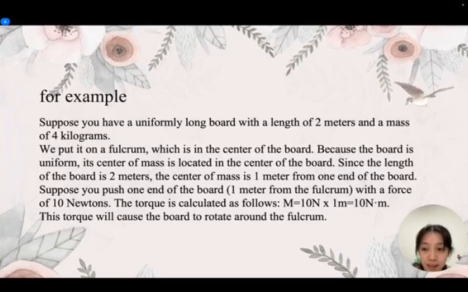Let's look at this example. Suppose you have a uniform long board with a length of 2 meters and a mass of 4 kilograms. We put it on a fulcrum, which is in the center of the board. Because the board is uniform, its center of mass is located in the center of the board. Suppose you push one end of the board, 1 meter from the fulcrum, with a force of 10 Newtons. The torque is calculated as follows.